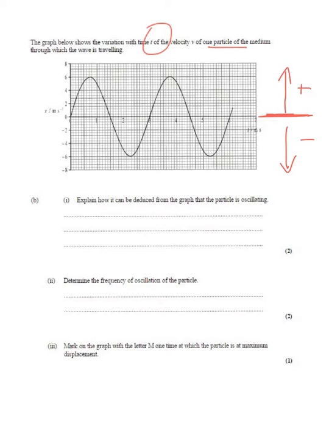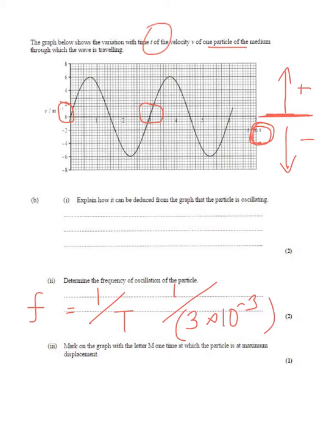Determine the frequency of the oscillation of the particle. Again, it's a bit repetitive. You should remember that f equals 1 over T, the period. And the period is the time for one full wave. So what have we got here? We've got 3, but what's the catch? 1 over 3. The catch is what's on the x-axis, times 10 to the minus 3, because it's milli. Okay, so our answer there would be 330 hertz.